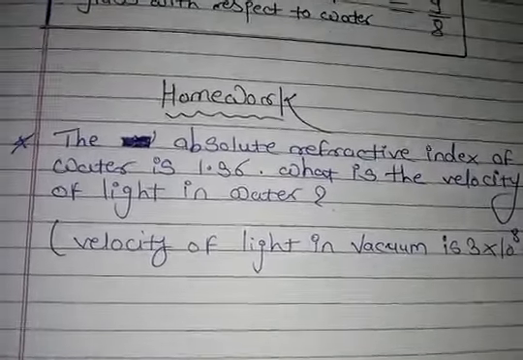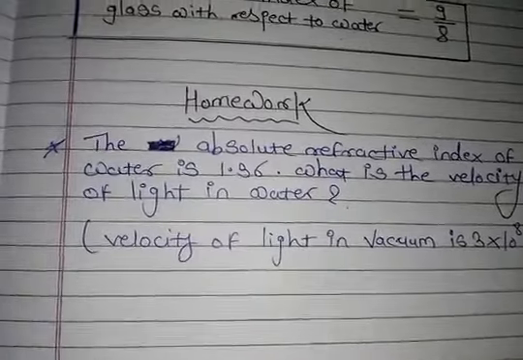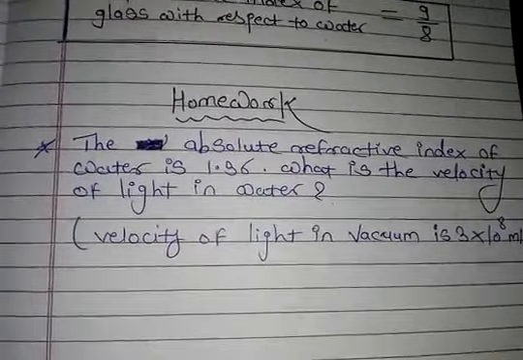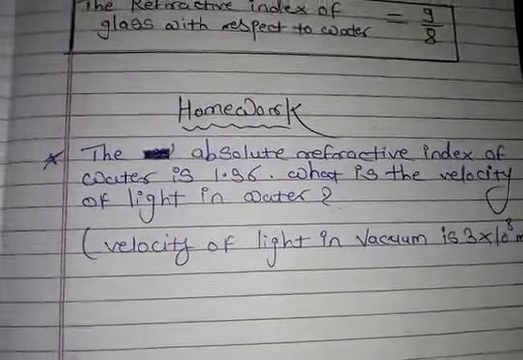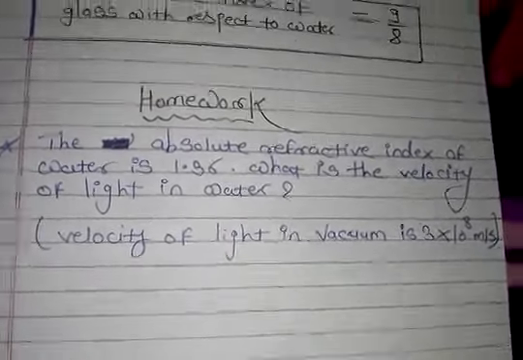Now here is one homework question which I have given. The absolute refractive index of water is 1.36. What is the velocity of light in air? This is a very simple question. The velocity of light in vacuum is given as 3 into 10 raised to 8. We have solved a question just like that. Put in the formula and the correct values and solve for the correct answer.